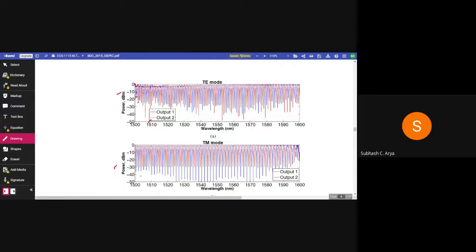These are the ranges, so 30 dB, and here 20 dB. So this line, if you can see, for most of the cases, this and this is for 30 dB.